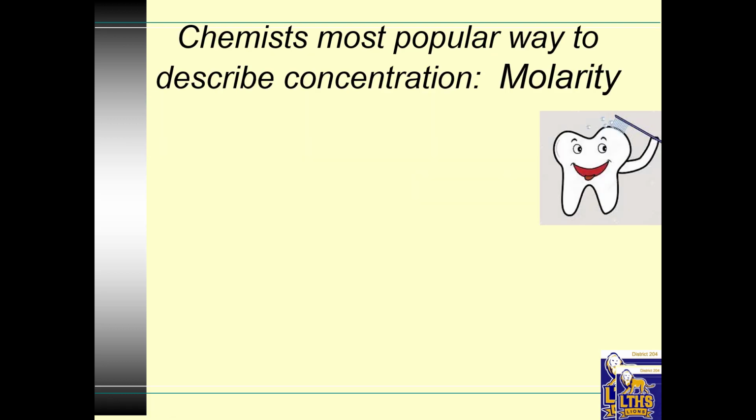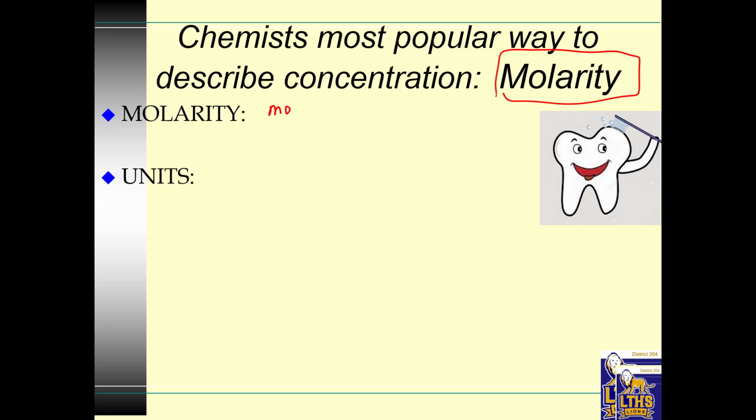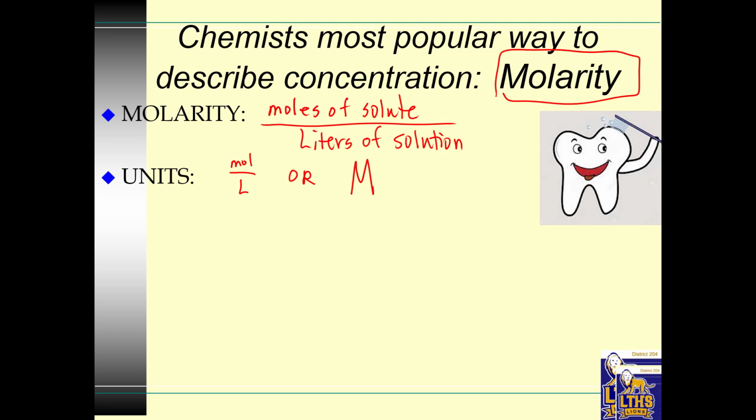Okay, the most popular way chemists describe concentration is molarity. Molarity is moles of solute. Please write this down. Please memorize it right now. Over liters of solution. That's the definition of molarity. The units are moles per liter, or you can write capital M. Capital M means moles per liter. You can write mol/L. Remember split unit, we talked about that earlier. Or you can just write capital M. But it means moles of solute divided by liters of solution.